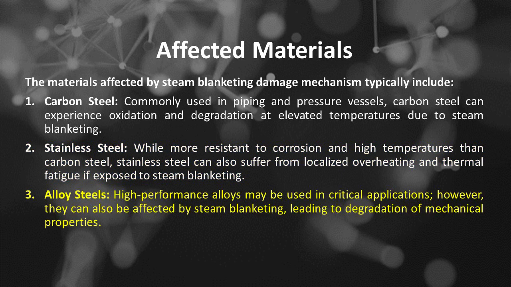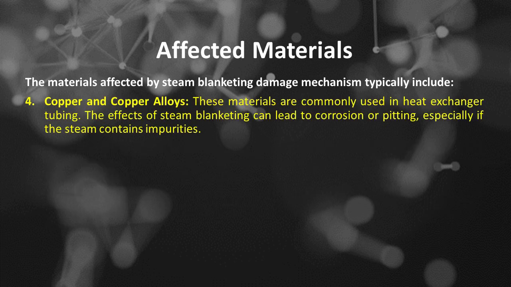Number 3 is alloy steels. High-performance alloys may be used in critical applications, however, they can also be affected by steam blanketing, leading to degradation of mechanical properties. Number 4 is copper and copper alloys. These materials are commonly used in heat exchanger tubing. The effects of steam blanketing can lead to corrosion or pitting, especially if the steam contains impurities.